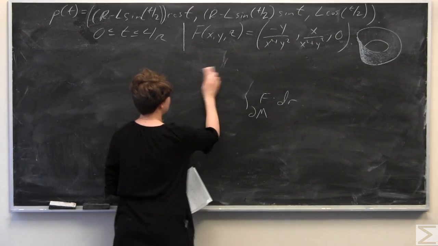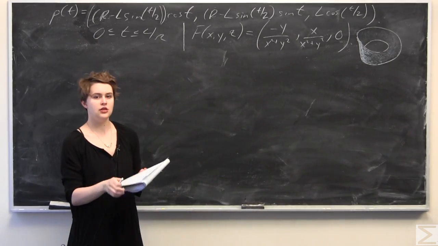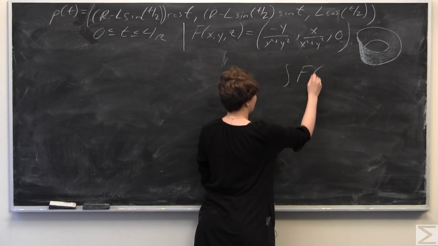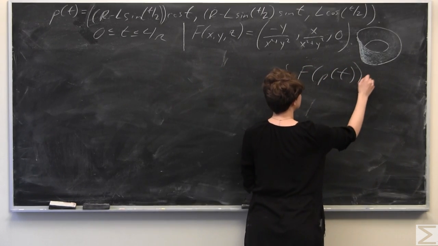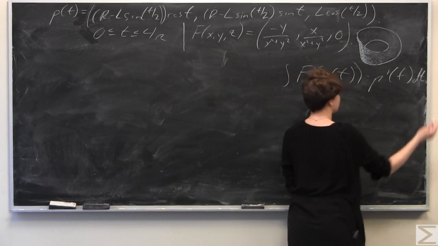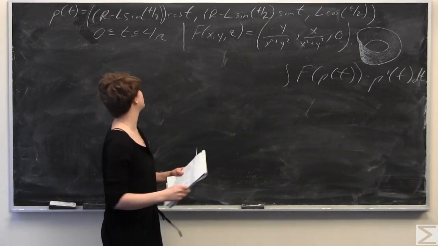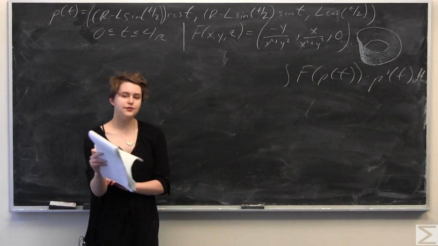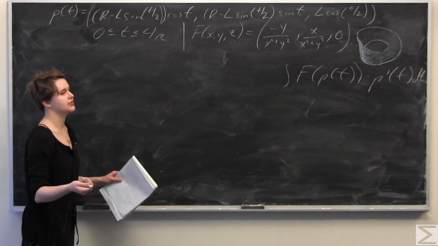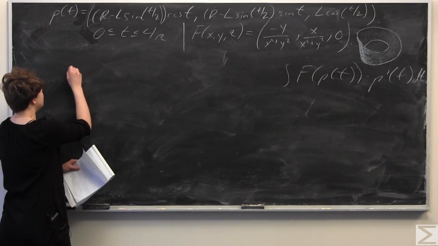What I'm going to do now is first calculate p prime of t. We know we're going to need f of p of t. We're going to want to calculate f of p of t dotted with p prime of t dt, and then integrate that over the boundary where t is going from 0 to 4 pi. Great. So first of all, I'm going to go ahead and calculate p prime of t, which is going to get a little bit messy, and you have to be careful with the positives and negatives when we're differentiating sinusoidal functions here. So, okay.